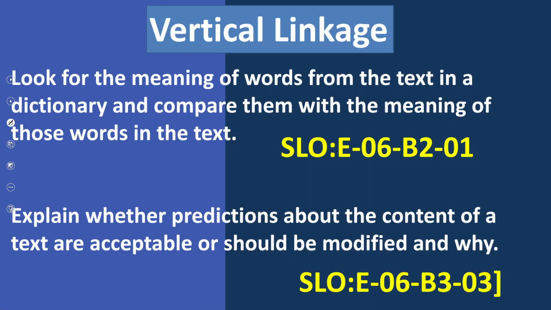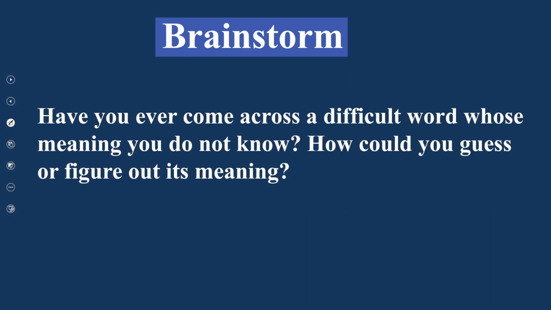So, look for the meaning of the words. This is at English grade 6, and explain whether predictions, it was also at English grade 6. These two SLOs were at the grade 6 English. Now, look at the brainstorming statement. Have you ever come across a difficult word whose meaning you don't know? The first part of this statement is that whenever you come across a very difficult word and you don't know the exact meaning, what do you do? And the next one is, how could you guess or figure out its meaning?